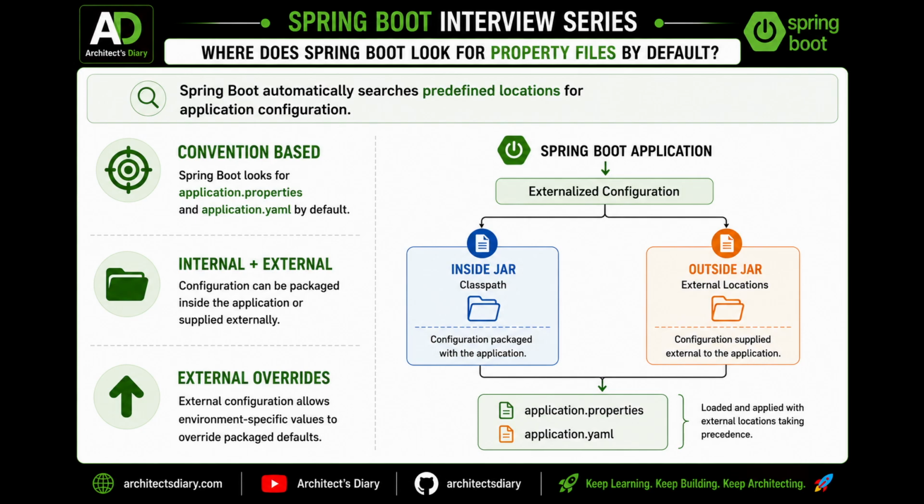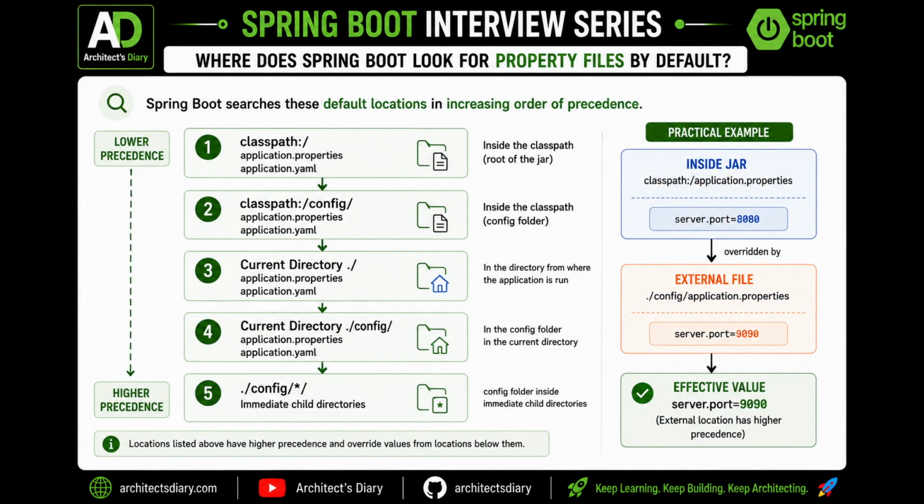This is useful because we can keep our default configuration inside the application and override environment-specific values externally without rebuilding the jar. Now let's look at the default search locations. Spring Boot searches these locations in increasing order of their precedence.